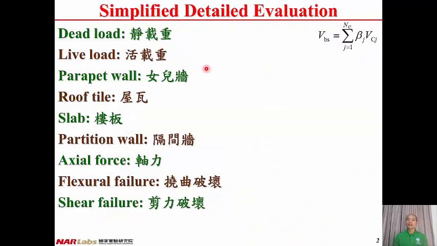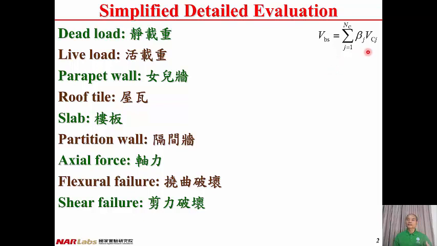And here's some terminology. In order to find out the seismic capacity of a building, VBS equals the summation from J equal to 1 to NC, where NC is the number of column lines, of Beta J times VCJ. VCJ is the lateral strength of a column, and Beta J is the reduction factor of the column depending on the failure mode.